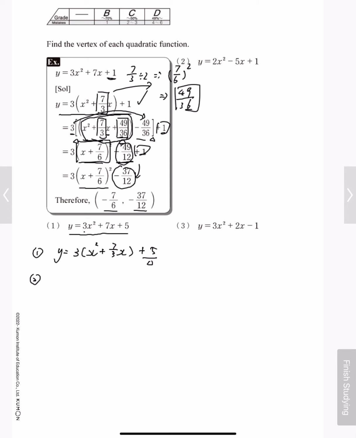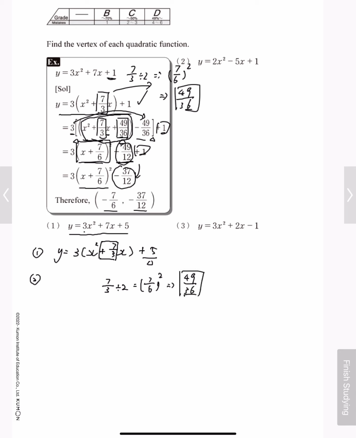And remember what we said, we're going to take out this number. So remember, this number, whether it's negative or positive, if you take it out, divided by 2 to the power of 2, it'll always be a positive number. And watch this. 7 over 3, just like the previous question, we use 7 over 3 divided by 2, which is equal to 7 over 6. And then we will square this number, which will be equal to 49 over 36.